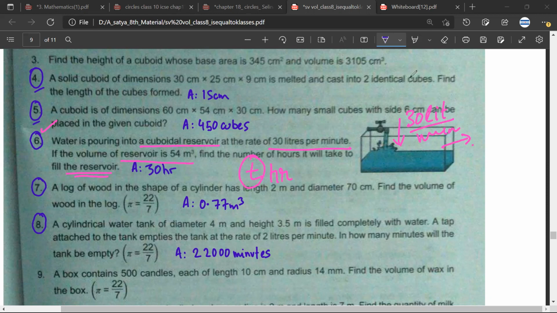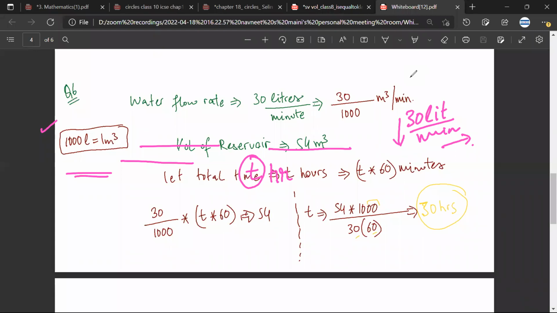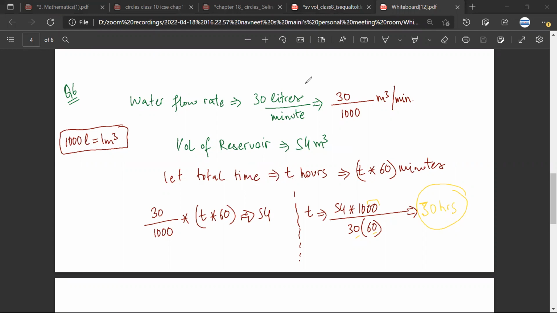So, we know the flow rate of water. It is 30 liter per minute. I know the volume of the reservoir, which is in meter cube. Now the easier thing to do is, you should know this conversion factor that 1000 liter is equal to 1 meter cube. Mr. Satya, do you know this or not?